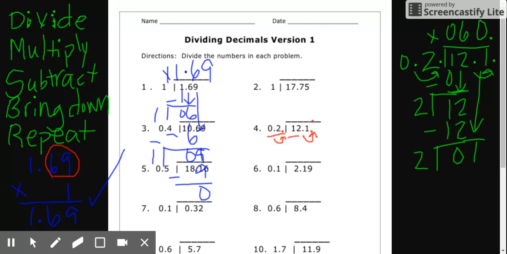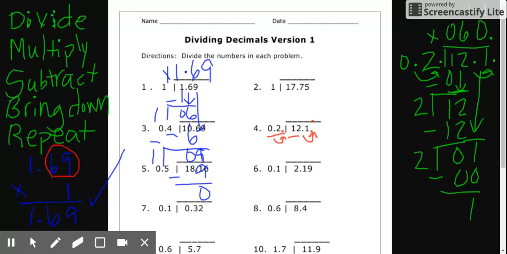0 times 2 is 0. 1 minus 0 is 1. And I don't have a number to bring down, so my remainder is 1. So I would write R1 at the top. So my answer is 60, remainder 1.